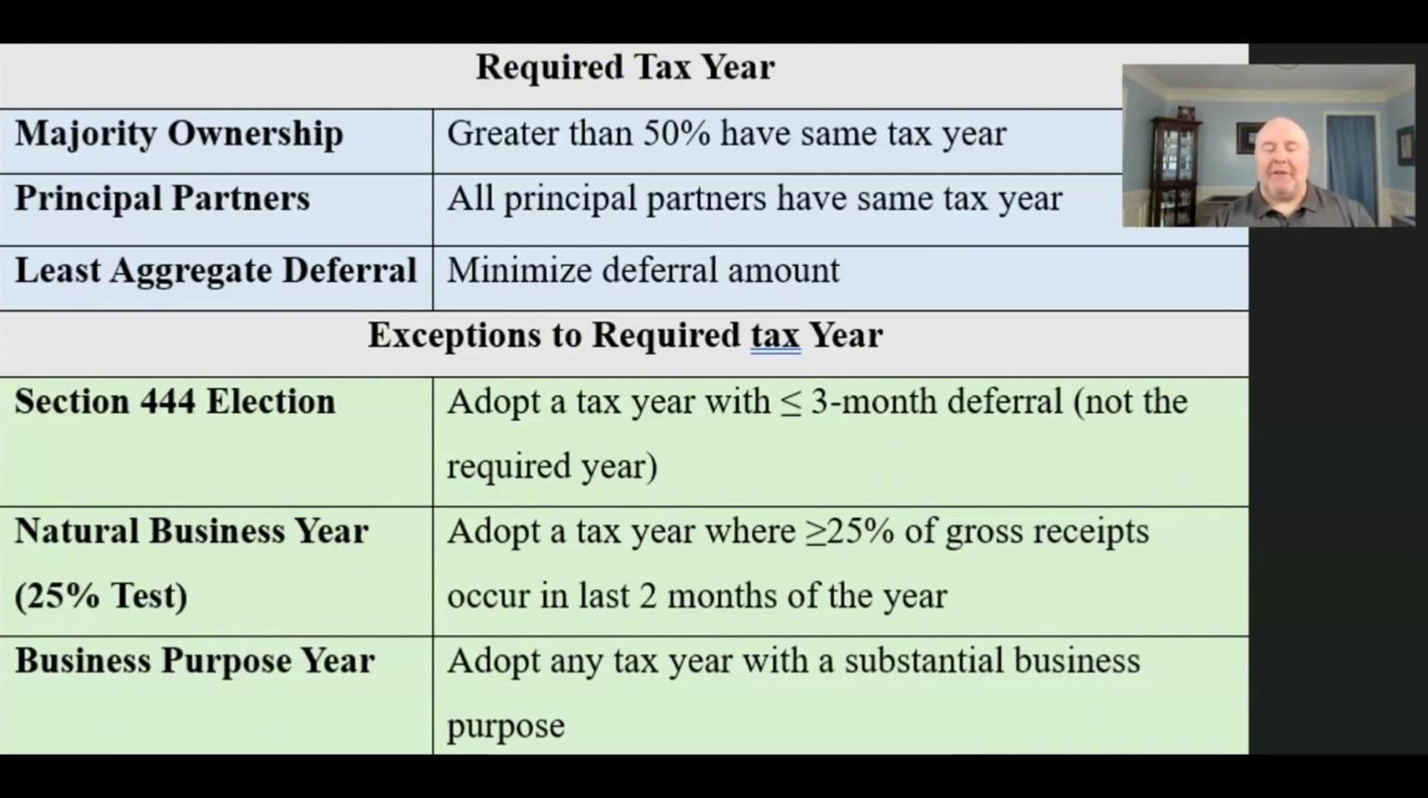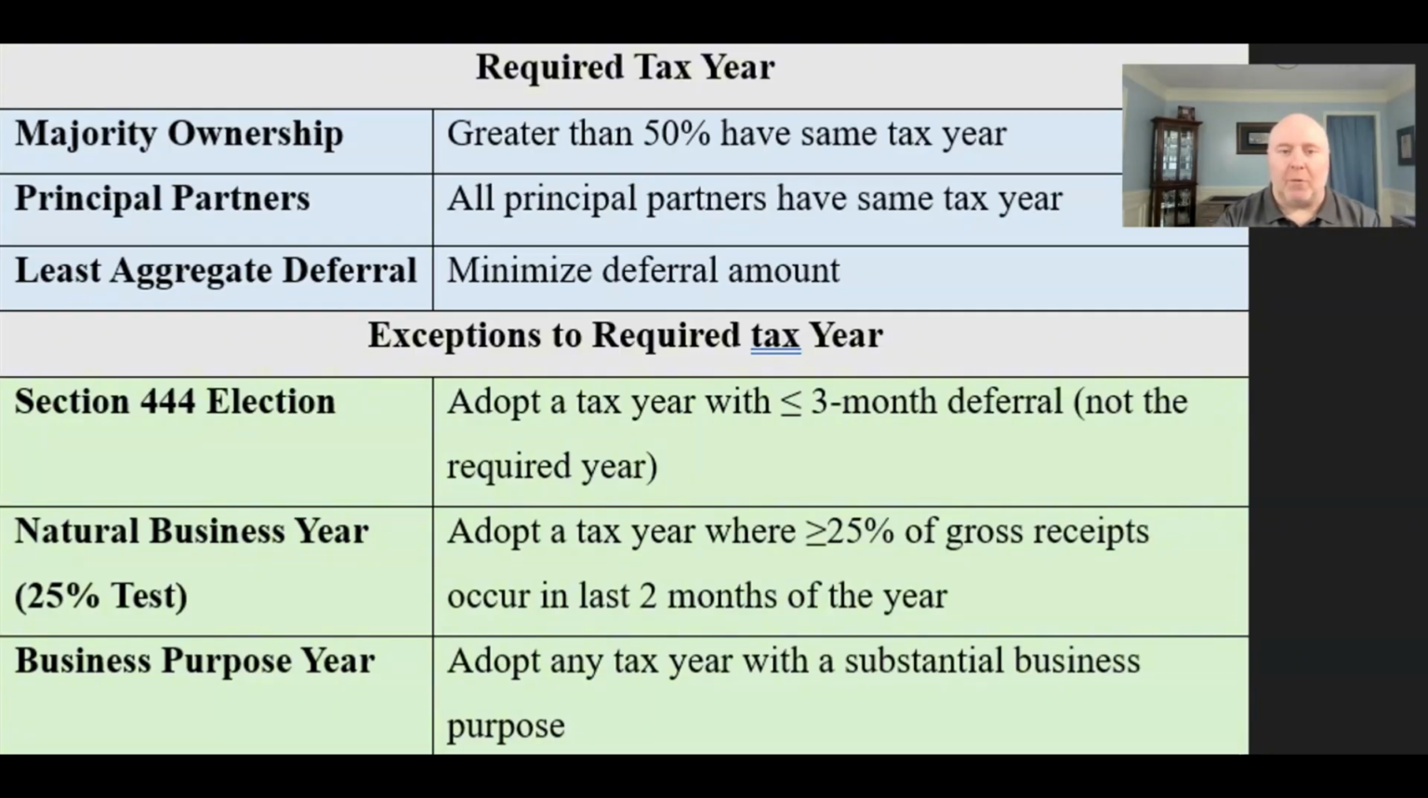Okay, so let's talk about these required tax years for our partnership. To figure out the required tax year, there are three tests, and we have to go in order of these tests. So the first test we have to look at is majority ownership. The second test is the principal partners, and the third test is the least aggregate deferral. Now that's going to tell us what our required tax year is.